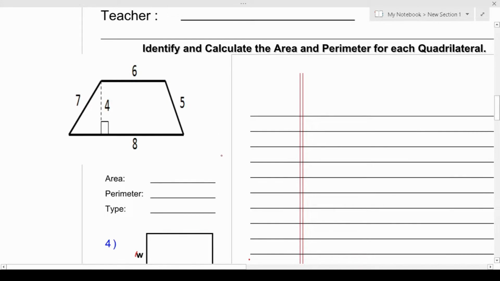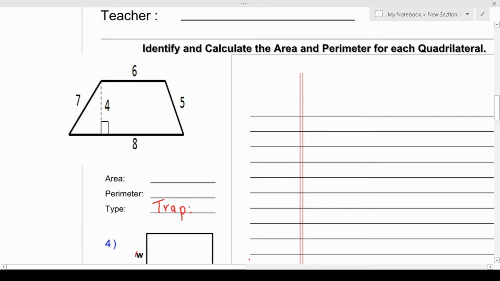Okay. Now that I've discussed how to find the perimeter as well as the area for each of the above mentioned quadrilaterals, let's go ahead and take a look at a few practice problems. To start, we can see that we're going to be dealing with a trapezoid.